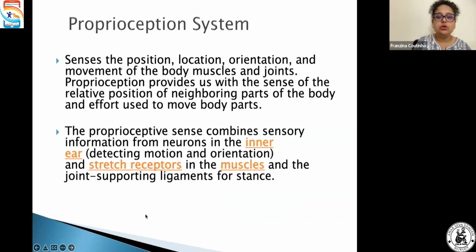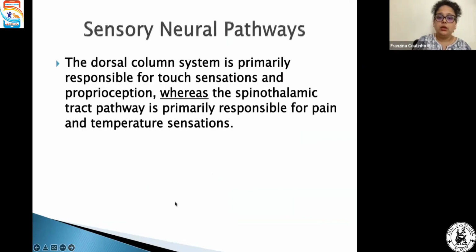Okay. Now we're going to talk about the proprioceptive system. Like I said earlier, okay, it allows you to figure out your position in space. Okay, you all also identified that very well. But remember that it is a combination of the stretch receptors in the muscles and the inner ear that identifies motion. Okay. The dorsal column is primarily responsible for touch and proprioception, while the spinothalamic tract is responsible for pain and temperature. So this is the primary difference between the different neural pathways.